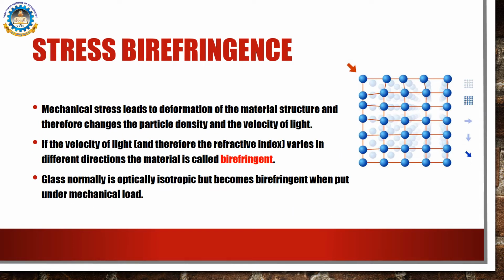Stress birefringence. Mechanical stress leads to deformation of the material structure and therefore a change in the particle density and the velocity of light. If the velocity of light varies in different directions, the material is called birefringent. Glass normally is optically isotropic but becomes birefringent when put under mechanical load.